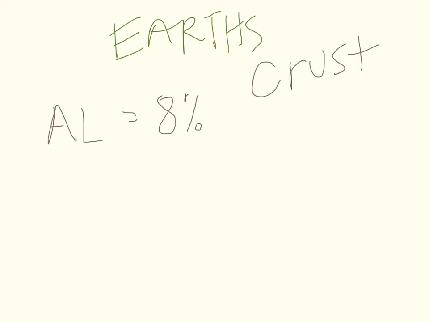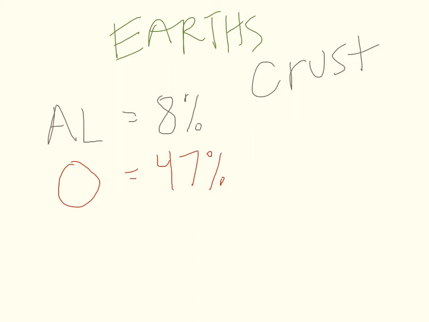And for oxygen, I'm going to put the symbol. Let me write that down. Oxygen in the Earth's crust is about 47%. Remember, I just want you to write the percent sign in the box. Obviously, since there's no carbon and no nitrogen in the Earth's crust, we're not going to put anything in those boxes. So we've got aluminum at 8% and oxygen at 47%.